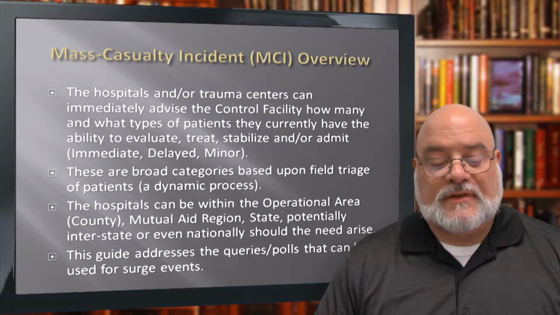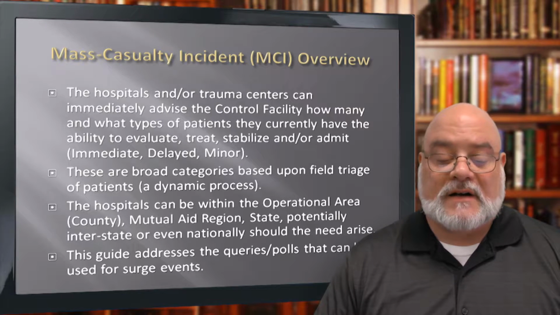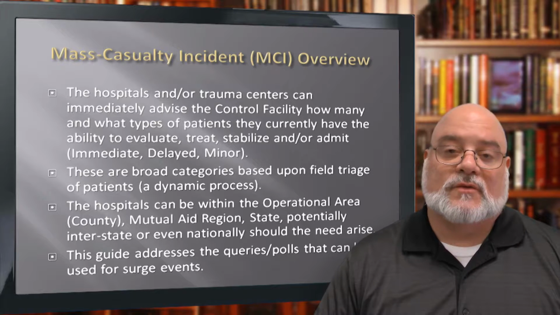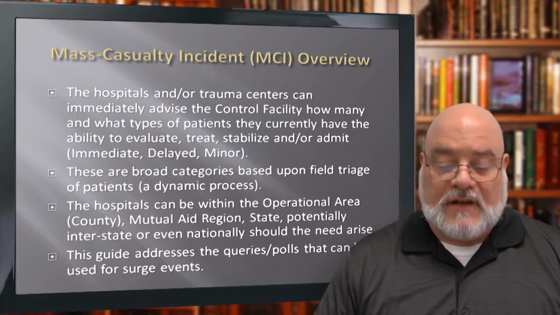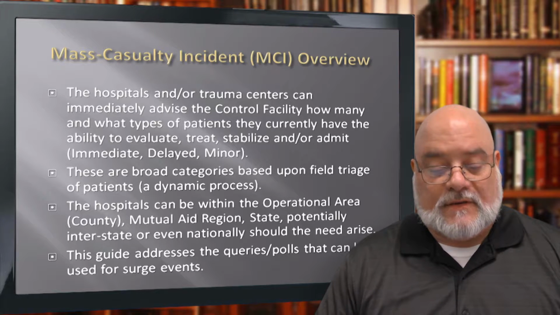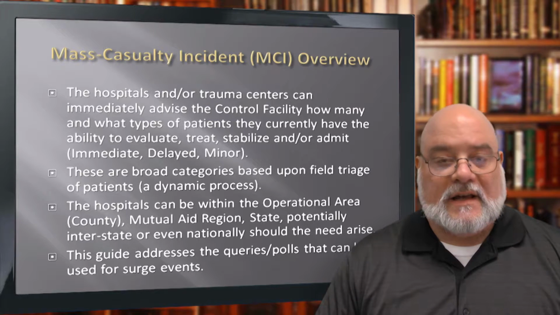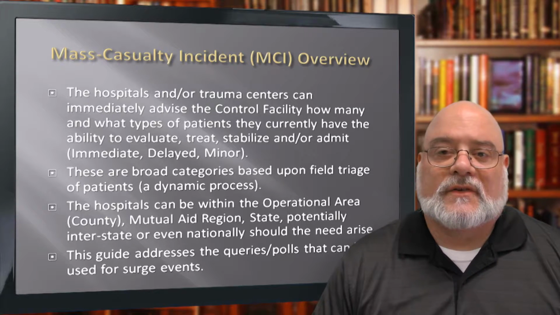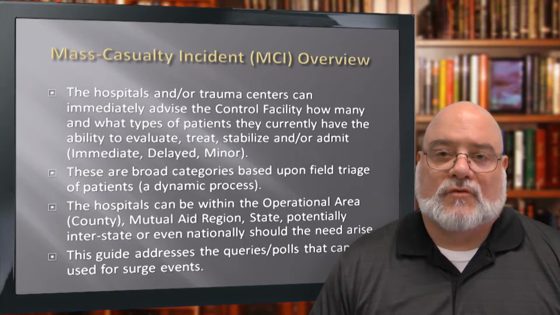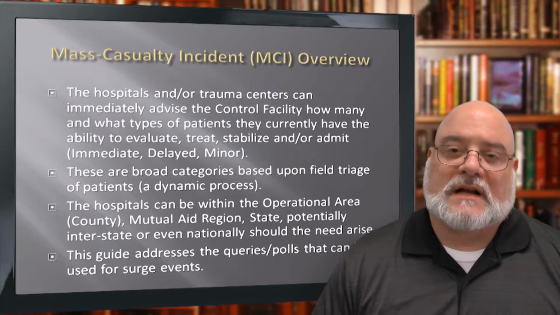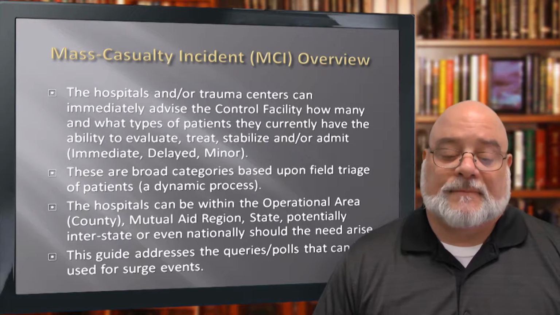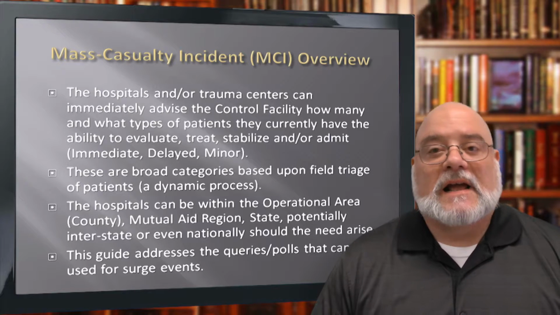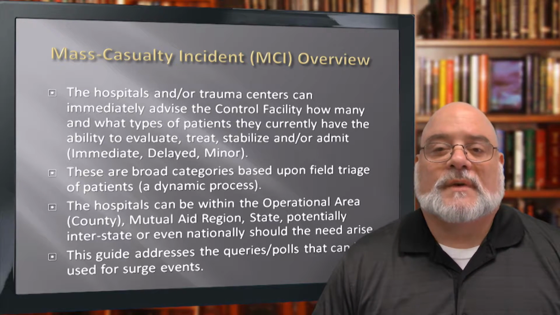So, the hospitals and our trauma centers can immediately advise the control facility how many and what type of patients they currently have the ability to evaluate, treat, stabilize, and or admit. Are these immediate, delayed, or minor? Now, it's important to note that many of the counties in Nor-Cal EMS are very rural, and all the hospitals are critical access hospitals, meaning they have 25 beds or less. So none of these hospitals have an intensive care unit, and so those values would be 0.